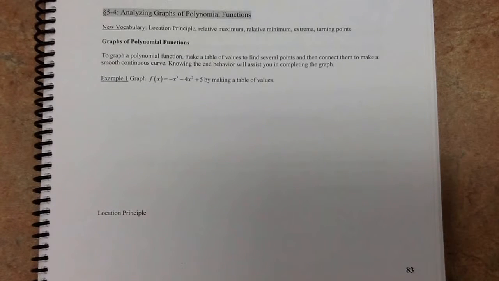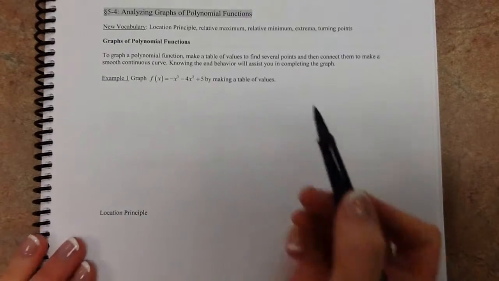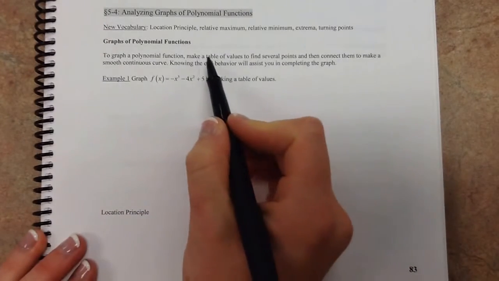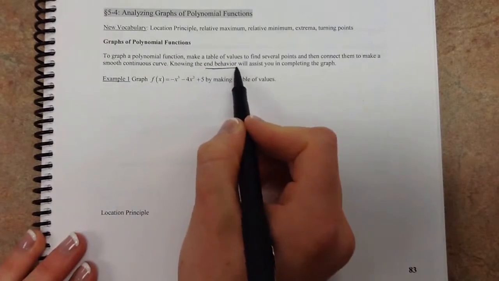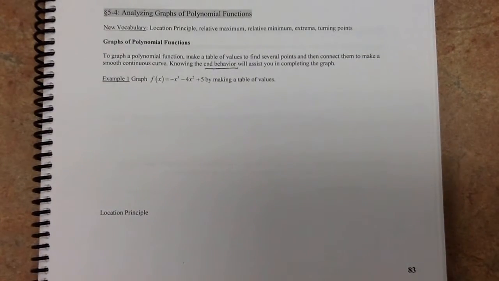So our best method that we can use so far is just plugging in some different values into a table and kind of seeing how the graph takes shape. So one thing that's super important, and this is what I just mentioned here: make a table and then connect them. Knowing the end behavior will assist you in completing the graph. So we're still going to write that down just like we did in the previous section.